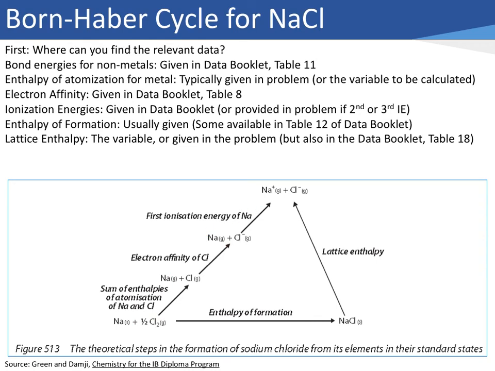And in cases where we need the second ionization energy, like for magnesium, we certainly can find the second ionization energy as well. Enthalpies of formation sometimes are available in table 12, sometimes they're given. And the lattice enthalpy is usually what you're solving for, but not always. Sometimes you're given the lattice enthalpy and you're solving for some other step using Hess's law.